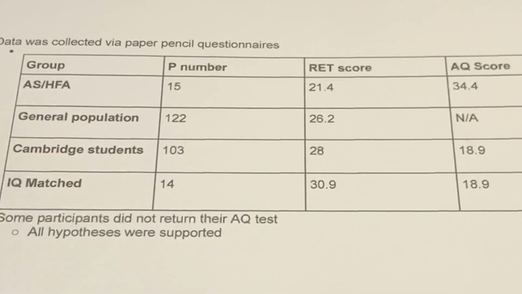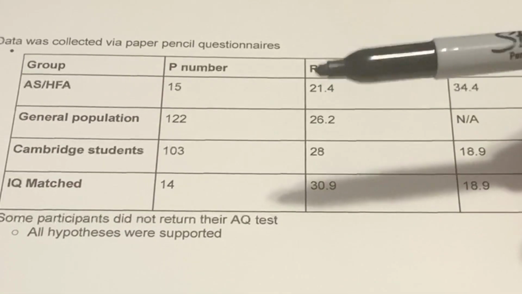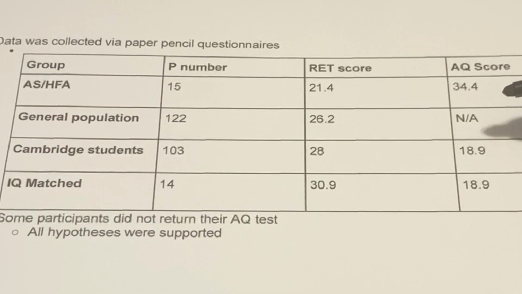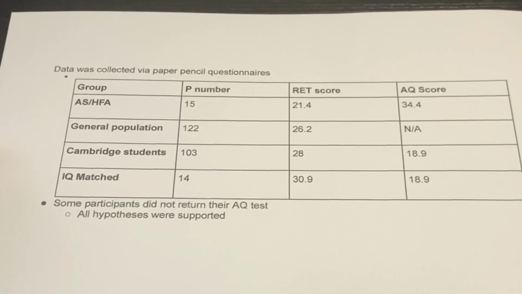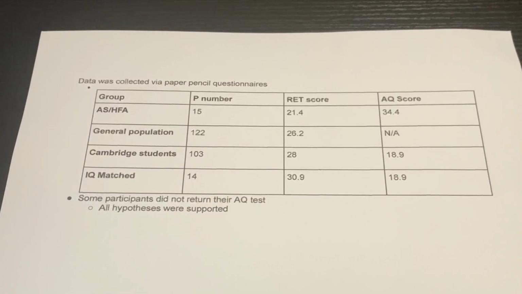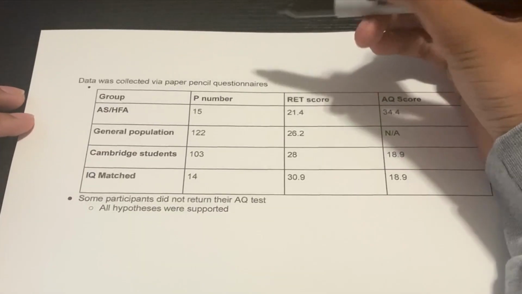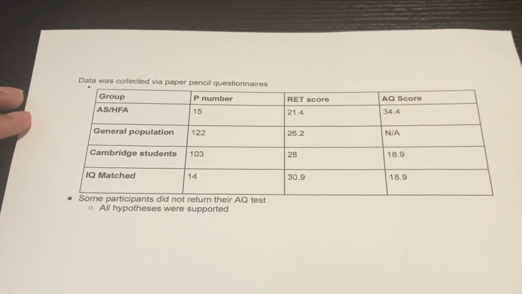And this showed that the tests were more sensitive. It could pick up the differences in these groups. Some participants didn't finish the AQ, so that's why this is not here, but you could assume that it would probably be around this amount, or like 20. All hypotheses were supported by this, and these were all taken from paper-pencil questionnaires.